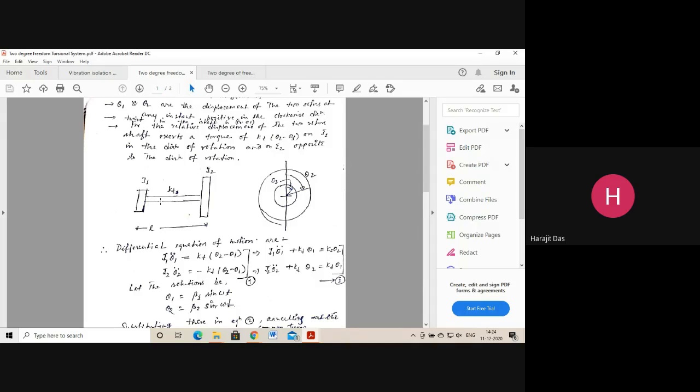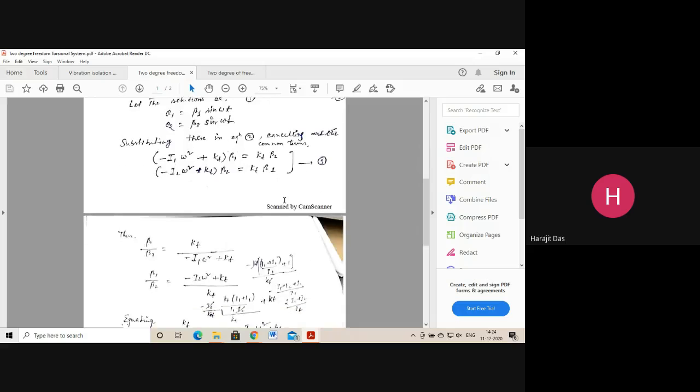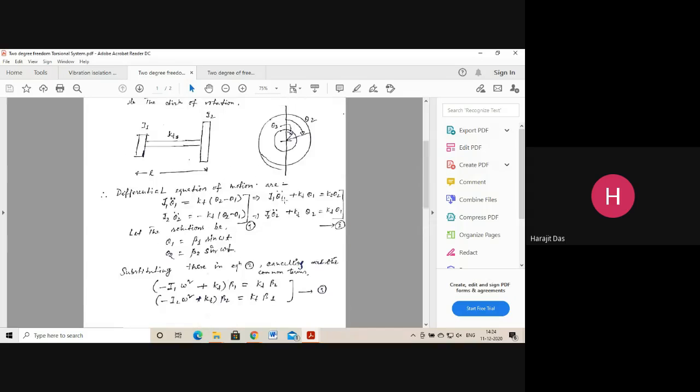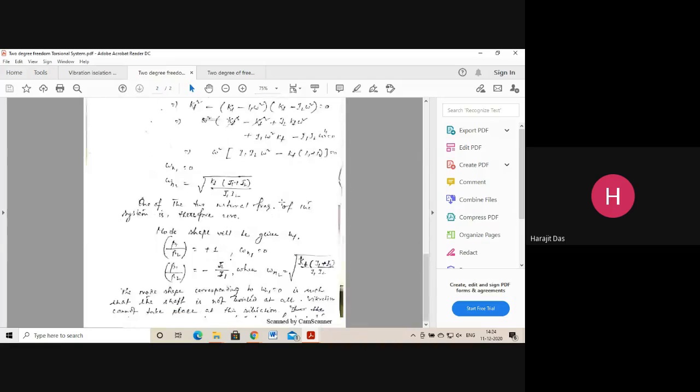Because they will actually move with the same angular velocity. So there will not be any natural frequency, there will not be any twist. Okay, so that is what is written. The mode shape corresponding to omega n1 equals 0 is such that the shaft is not twisted at all. So vibration cannot take place in this first situation.